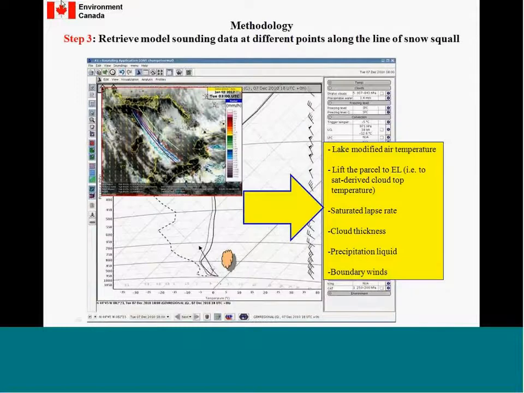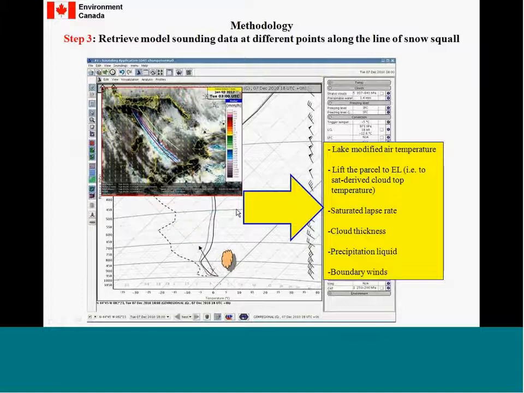And step 3, the model sounding data at different points along the snow squall, okay? Like here, for example, let's look at the blue line, just for example. So the forecaster draws a line along the band, and gets sounding data from the regional model at different points along the snow squall.